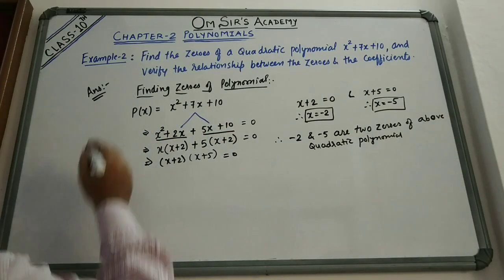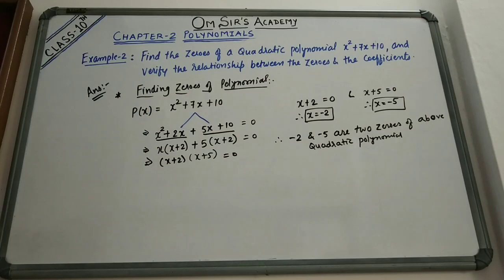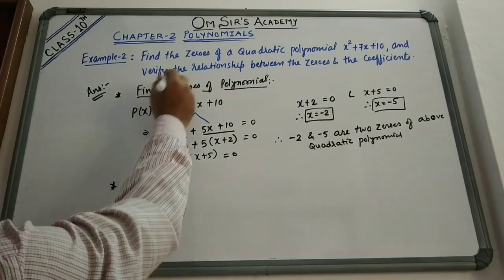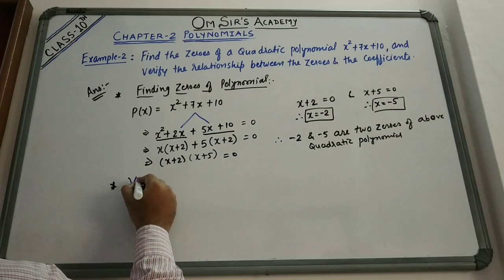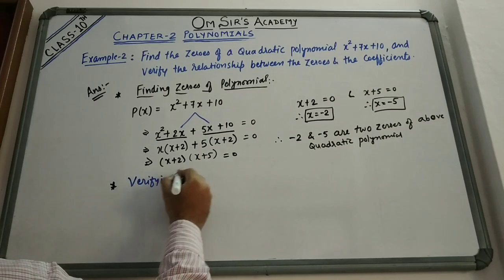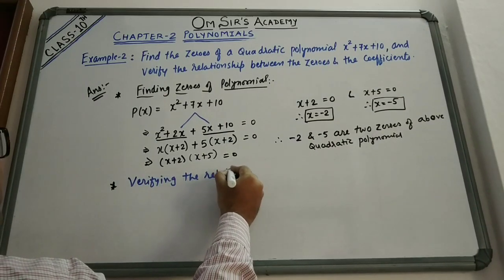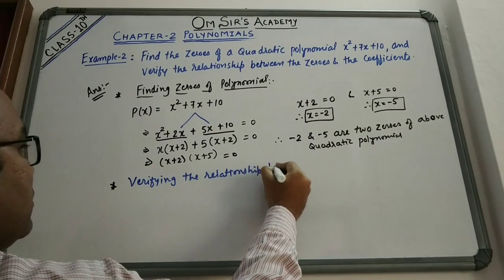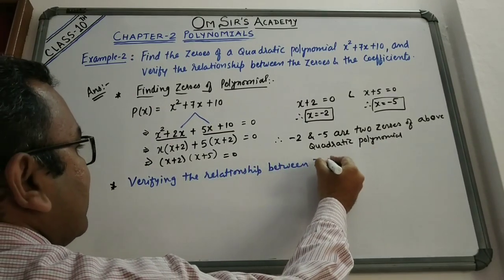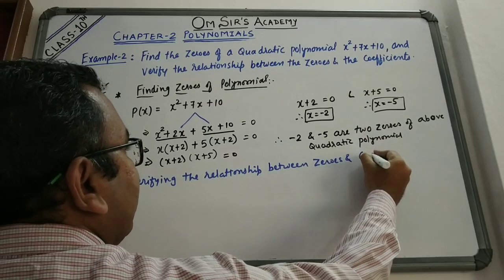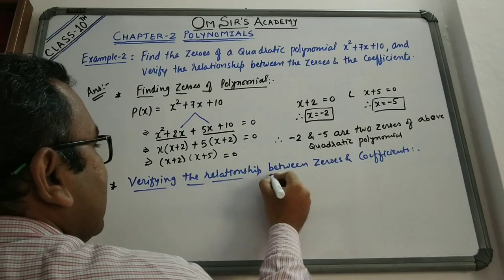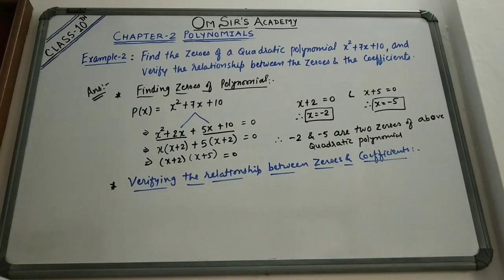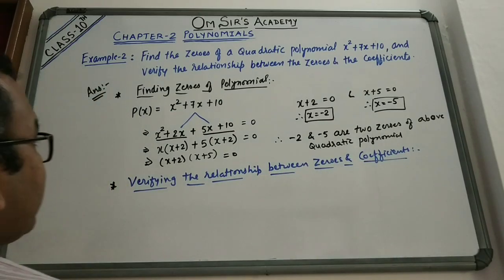Now this was the first step, friends. Now we have to do another step, that is verifying the relationship between zeros and coefficients of a quadratic polynomial. Is it clear? So this is my other step which I am asked to do in this sum.